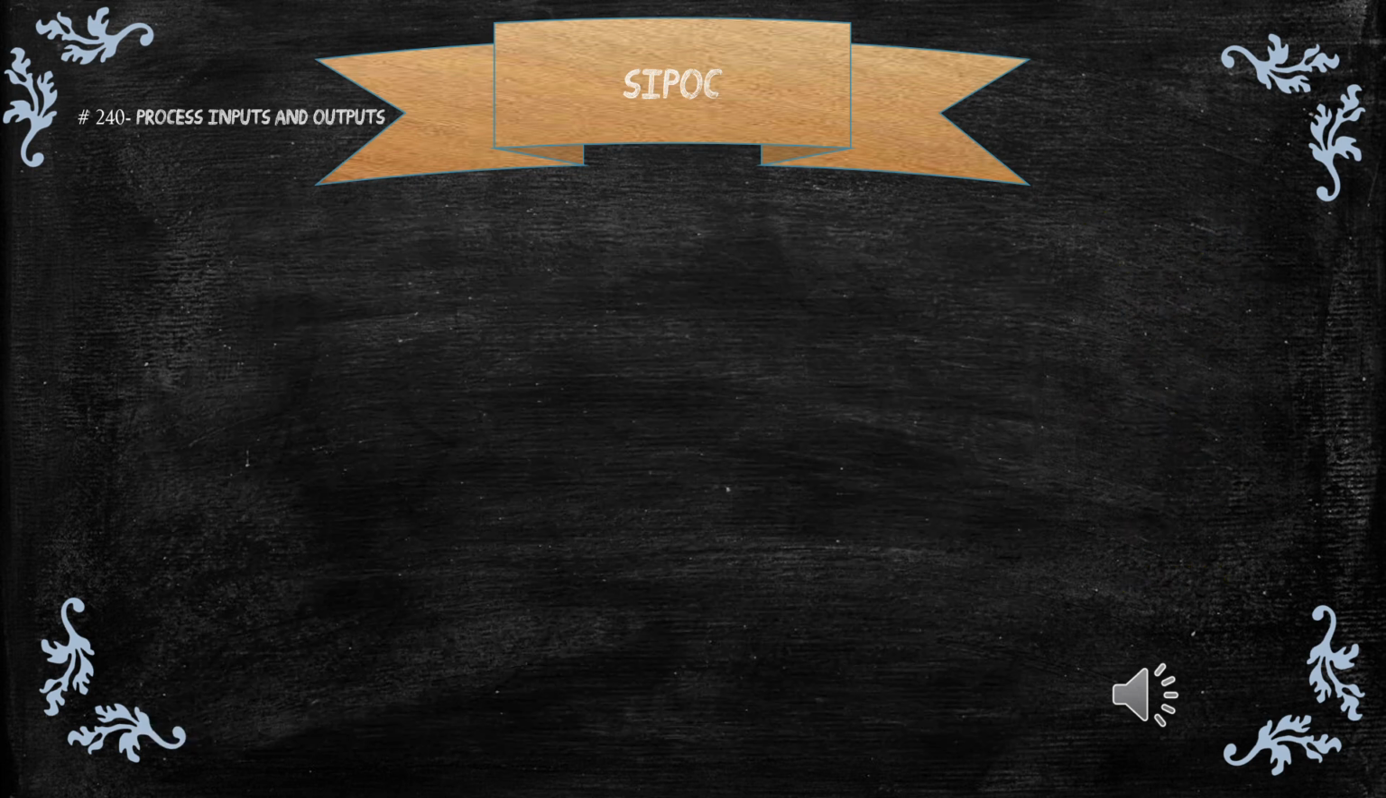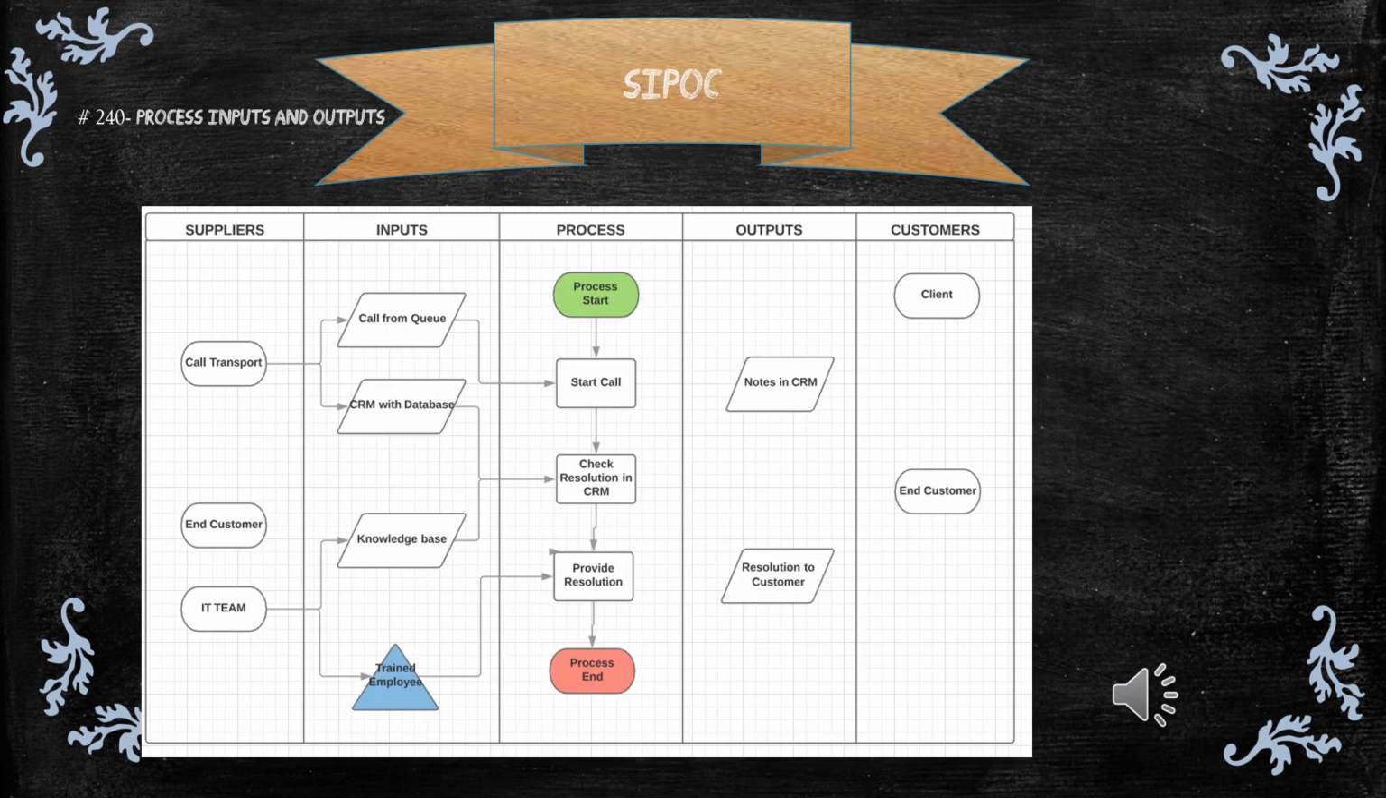The fifth step is to ask the question, who supplies these? Remember to stretch the thinking to the whole system.